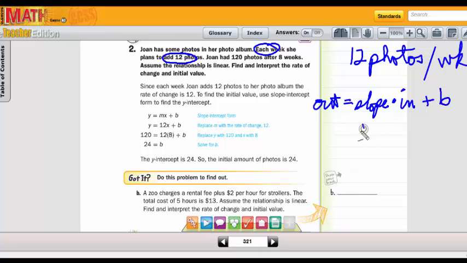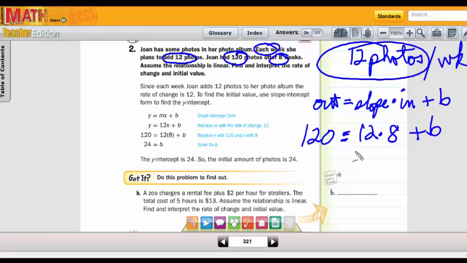Well, immediately we thought our rate of change was 12 photos per week, so we have that. We're going to multiply that by the input, and we're going to get the output. Well, they already gave us an input and an output. They said that Joan had 120 photos after 8 weeks. So if you think about that, 120 photos would be the output, so 120 equals 12 times 8 plus our intercept. So we've got the slope right here, rate of change.